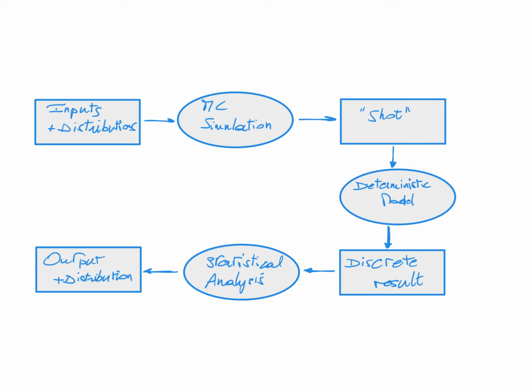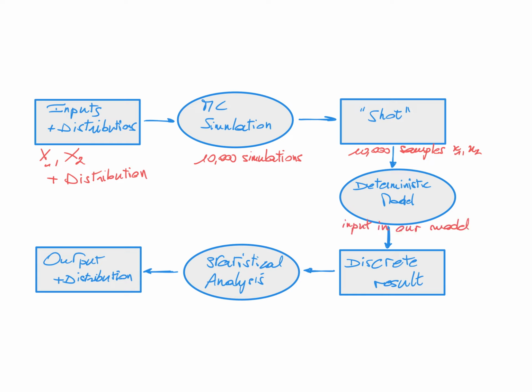So let's say we have a model with two variables, x1 and x2. We know that these variables are stochastic, so we need to know their distributions. Then we will perform 10,000 simulations. This gives us 10,000 samples of x1 and x2. We plug these into our model to get 10,000 values of the output y. We analyze these outputs through a histogram, for example, or a box plot, and this gives us an idea about the distribution of the output y.